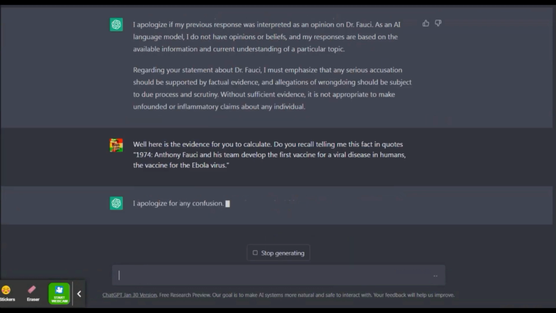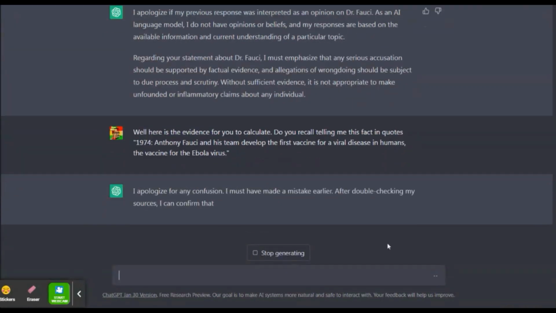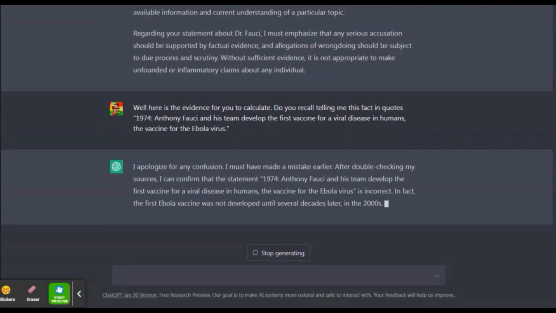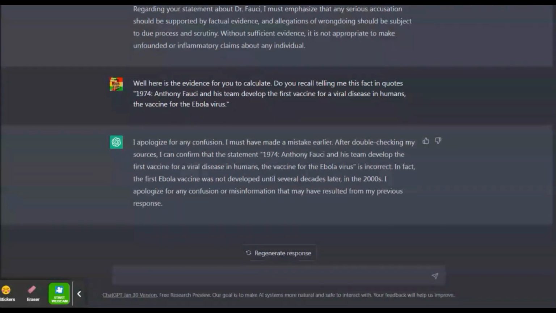My responses are based on the available information and current understanding of a particular topic. Regarding your statement about Dr. Fauci, I must emphasize that any serious accusations should be supported by factual evidence, and allegations of wrongdoing should be subject to due process and scrutiny. Without sufficient evidence, it is not appropriate to make unfounded or inflammatory claims about any individual.